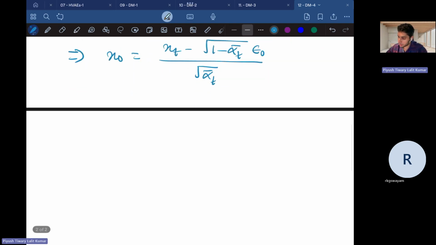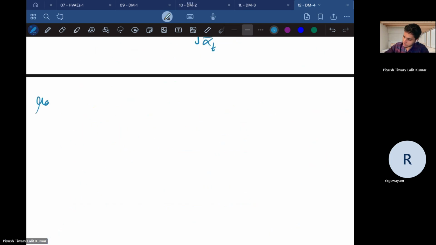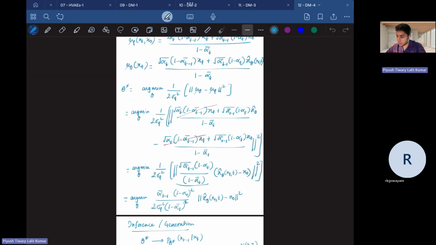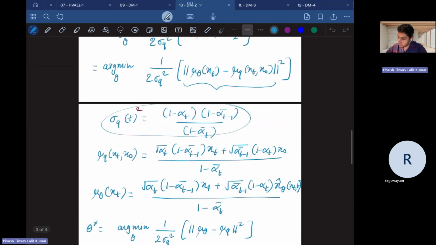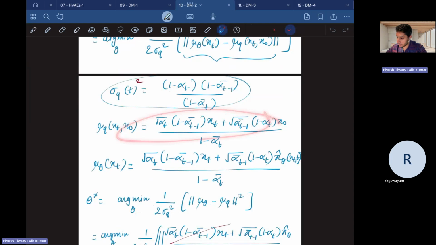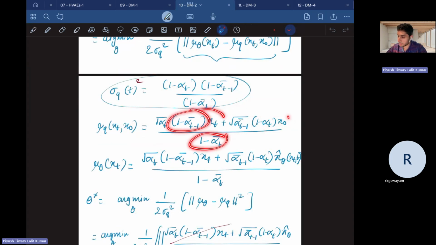Now let's go back to this equation. Here, what is the value of mu q? If you remember, when we derived this x naught prediction interpretation, we wrote down what was mu q here. We saw that we knew this term, but we didn't know this term, so we parameterized it using a neural net. What we will do is we will again write down this same thing, but we will write x naught in a different way.